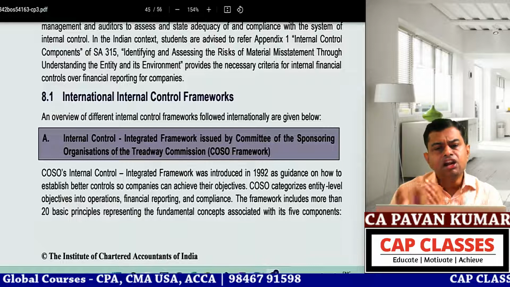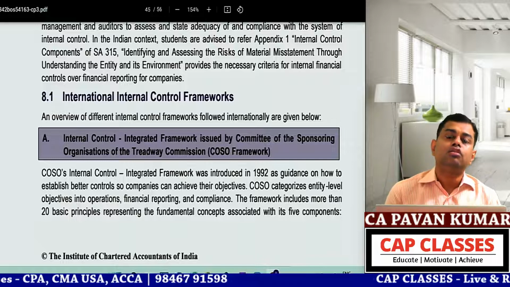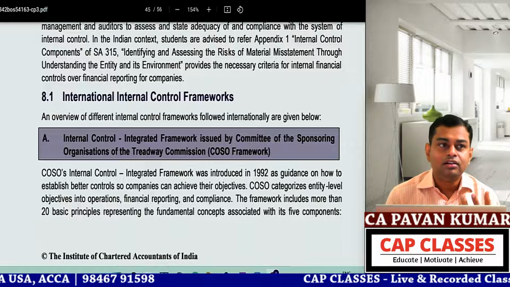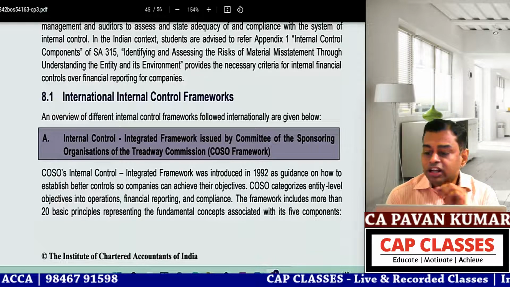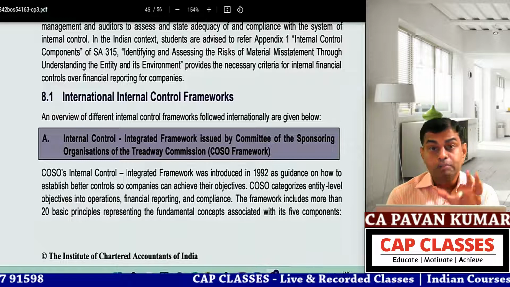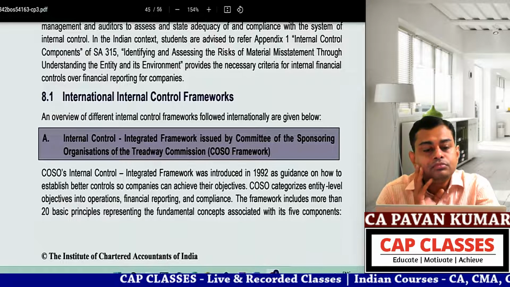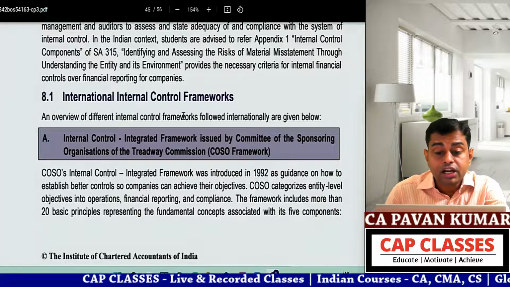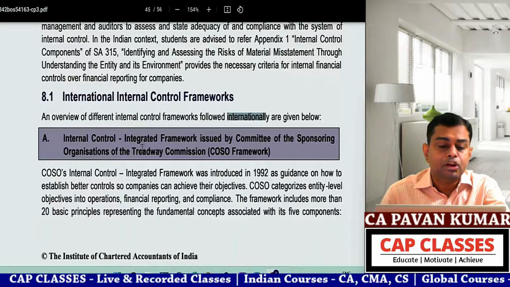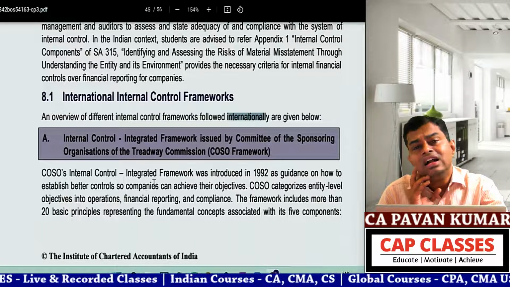Now, at the end of the material, when you go to the 45th page, there is something called International Internal Control Frameworks. COSO, COCO, all these things were discussed here. Do you remember? We have completed the COSO framework already. I have given you a good briefing, not just a basic introduction. I have given you a good understanding about the COSO framework. You remember? Now, an overview of different internal control frameworks that are followed internationally is given below. The first one is the integrated framework issued by COSO, the Committee of Sponsoring Organizations of the Treadway Commission.